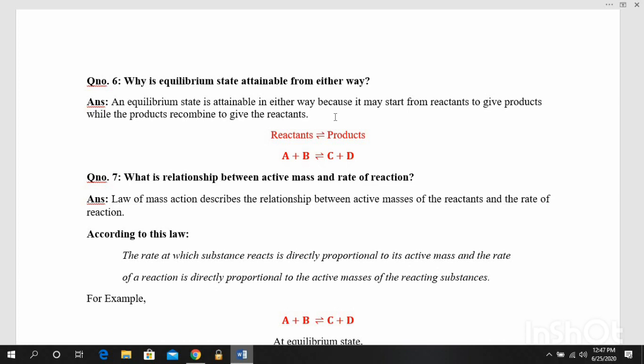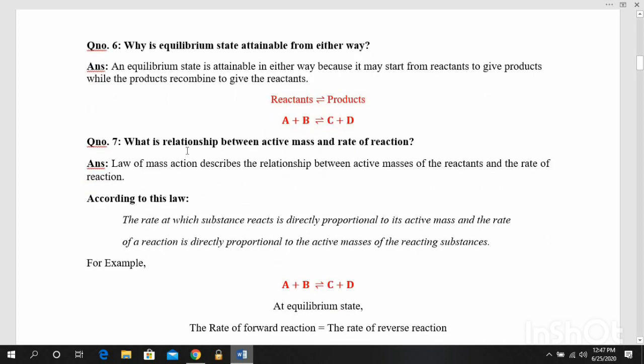These things vary from reaction to reaction. It depends upon the type of reaction. It depends upon the need of the reaction. So we never know; equilibrium can be attained from either way, either from products or from reactants. So here you can see that the reactants are converted into products and products are converted back into the reactants.